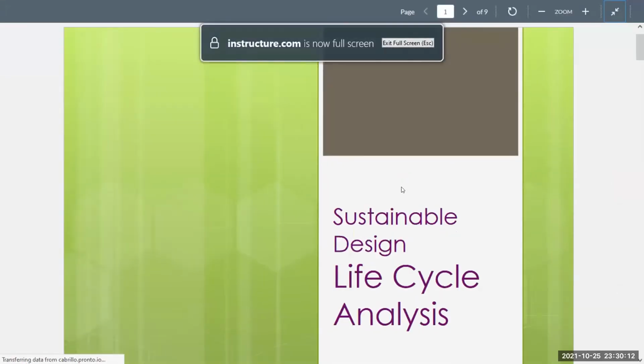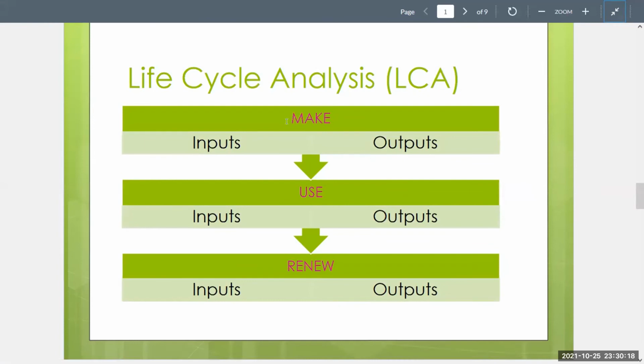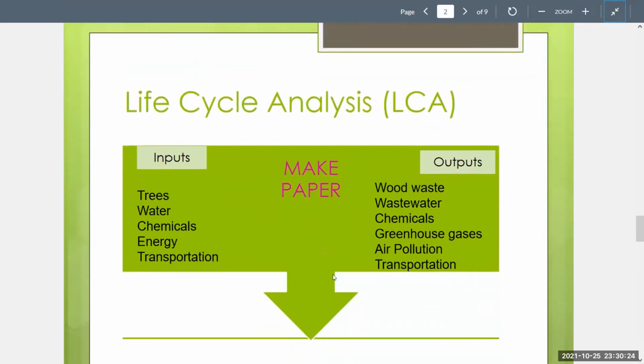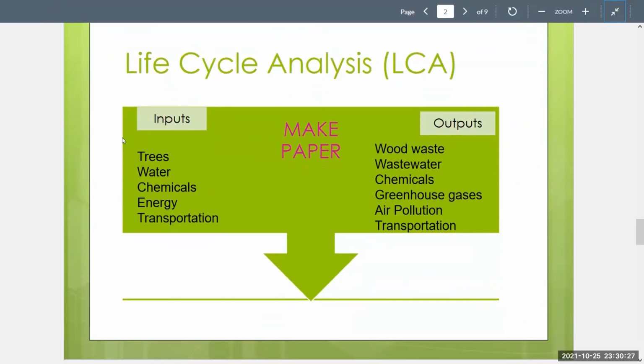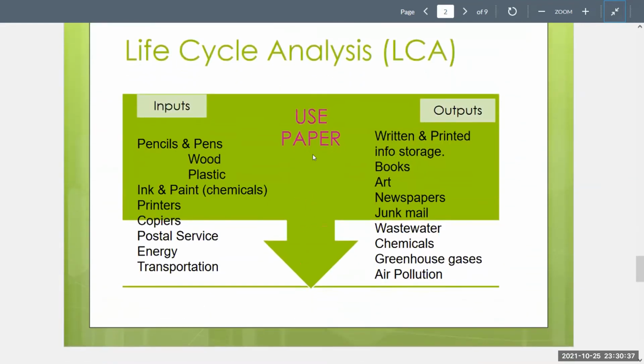So there are three aspects. This is part of her presentation. When you make something, when you use it, and then renew it. She showed you the one slide about making paper and all the things that are inputs in making the paper. And these are the outputs. The next slide: what about the use of paper?